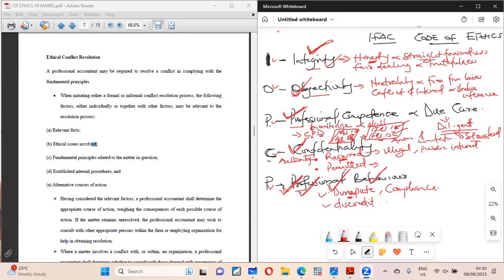All right, so what I'm saying is that the reason why I like putting professional behavior last is because all the four are in it. What does this one say? It means you should be complying with standards. You should not do anything that will discredit the institution or the profession or bring it into disrepute. So that is why I'm saying that.